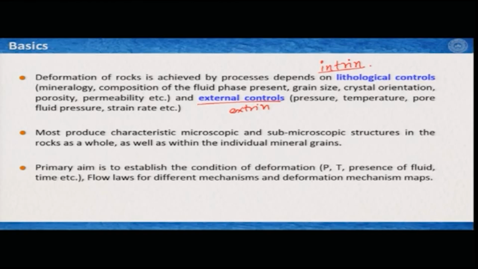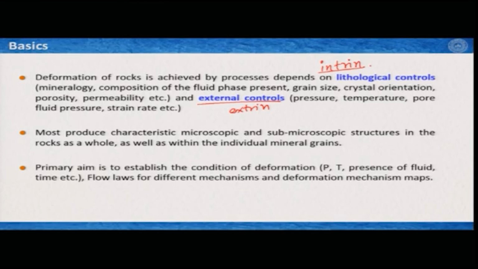Now within the intrinsic or lithological controls, you may think of the parameters which are inherent to the rock. So that is mineralogy, you can think of the composition of the fluid that you have in the rock, or the different grain sizes, crystal orientations, porosity, permeability, etc. On the other hand, external controls are the ambience where the rock is being deformed. So there you can think of pressure, temperature, pore fluid pressure, the rate of deformation or strain rate, etc.